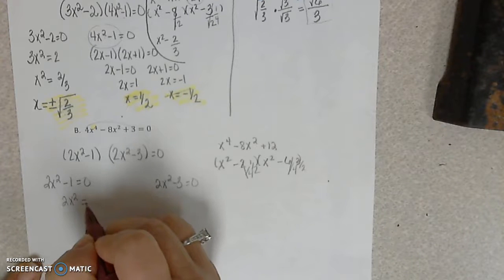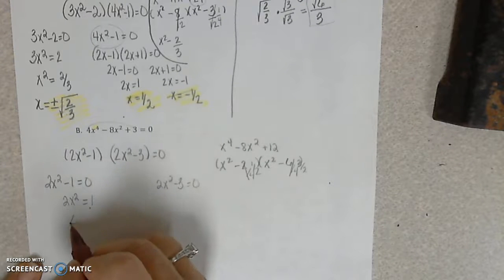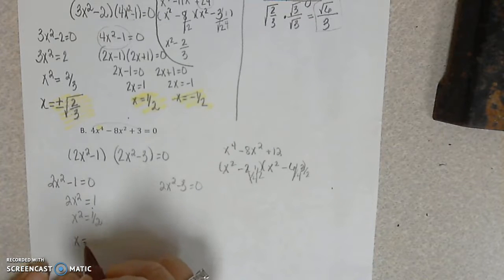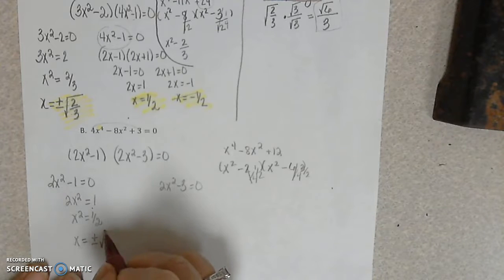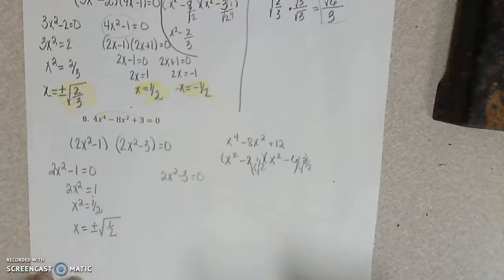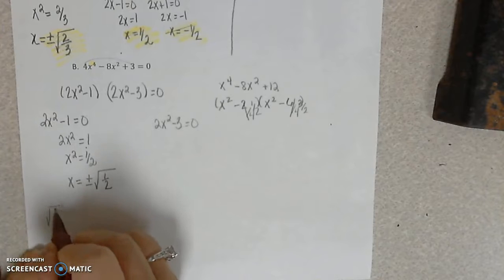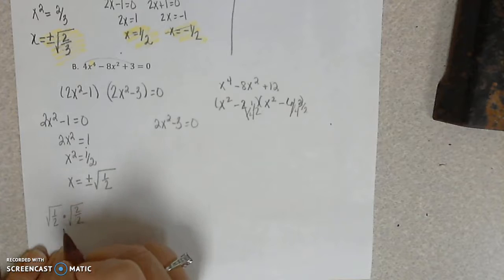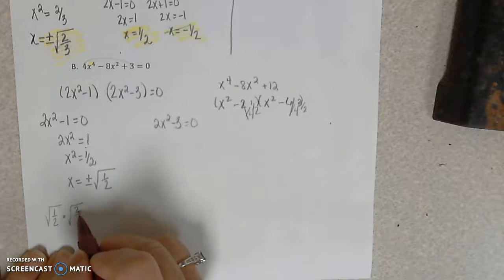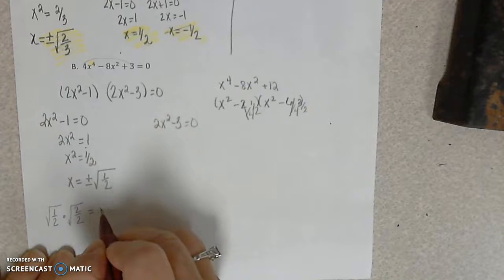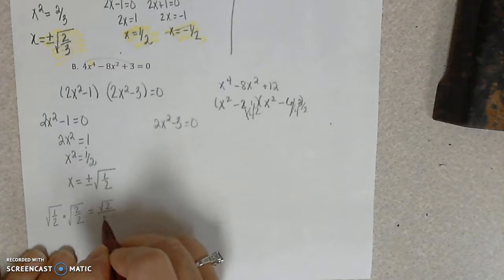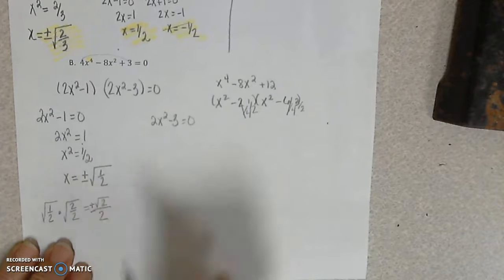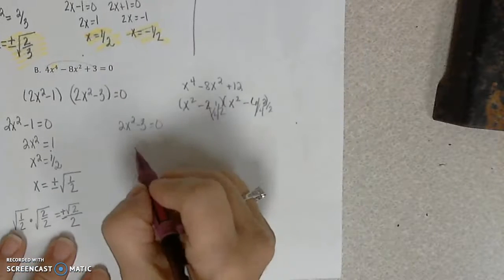Add 1. Divide both sides by 2. So x would be plus or minus square root of 1/2. If we come down here and we simplify that radical, take the denominator, and it's the square root of 2 over square root of 2. So that would be square root of 2 over 2. That is how that would actually pan out or simplify.